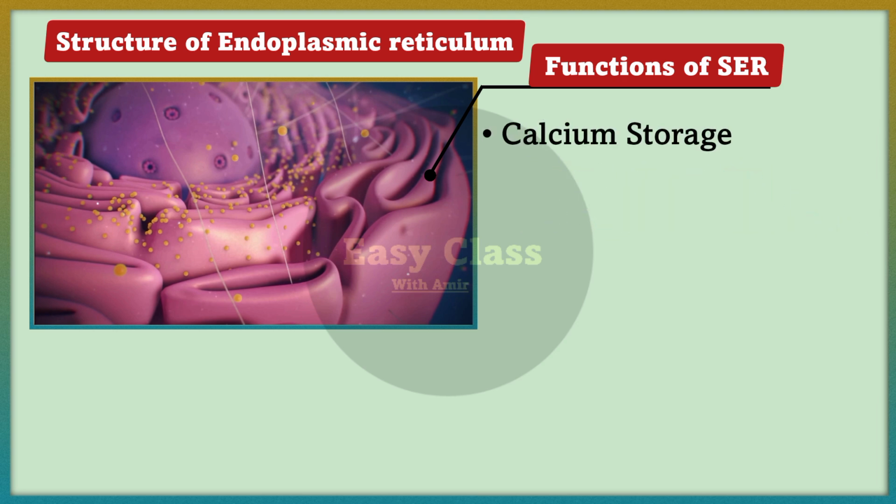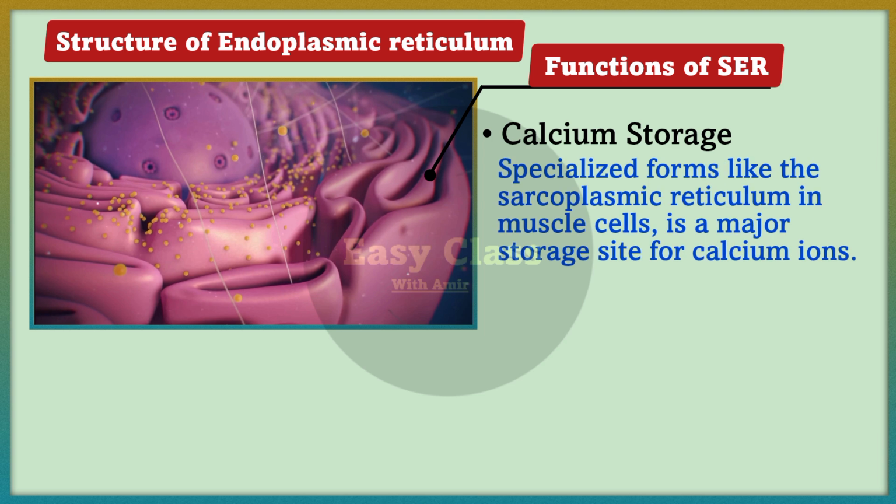Calcium storage: the SER, particularly specialized forms like the sarcoplasmic reticulum in muscle cells, is a major storage site for calcium ions. The release and uptake of calcium from the SER play critical roles in various cellular processes, including muscle contraction and cell signaling.